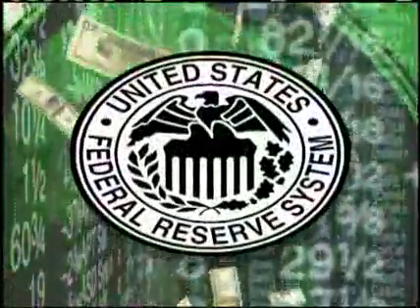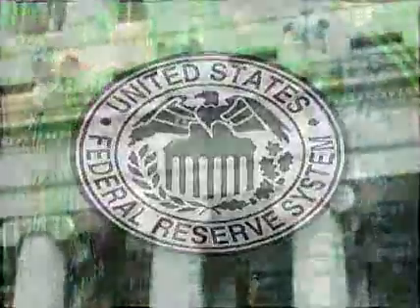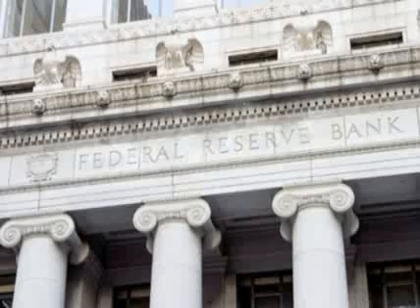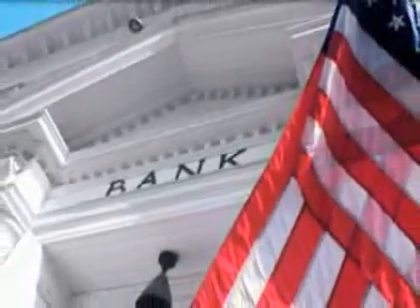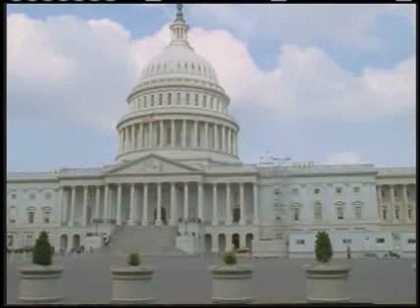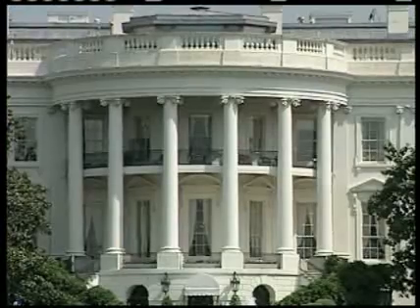What is the Federal Reserve System? It is also known as the Fed. The Fed is the central bank for the United States of America. It is the bank for all banks in this country, as well as the bank for the federal government. It was created to help stabilize our financial situation.